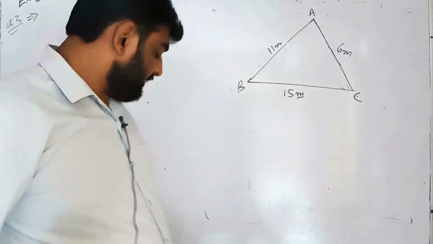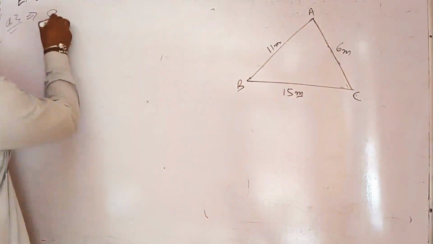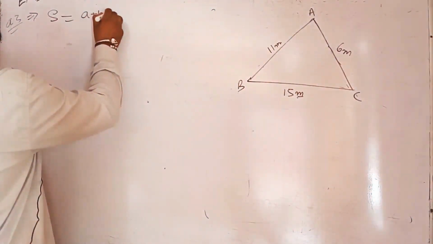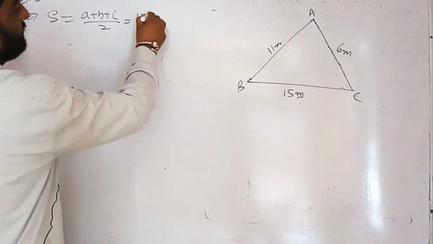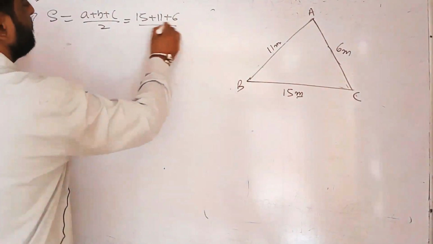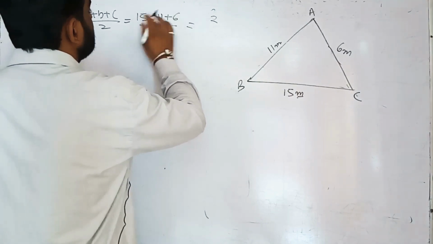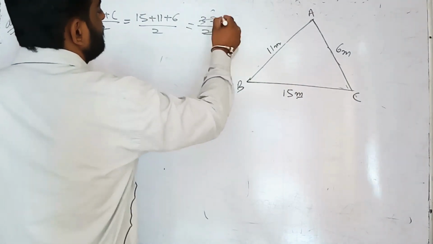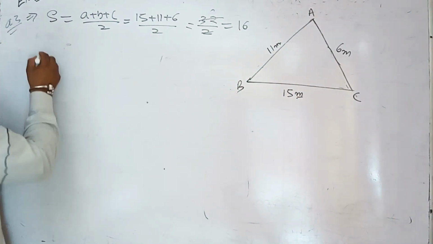So we have to find the value of S. What is the value of S, students? The value of S is (A plus B plus C) upon 2. A, B, C are already given: (15 plus 11 plus 6) upon 2, that is 32 upon 2, that is 16. So we have to find the area of the triangle.